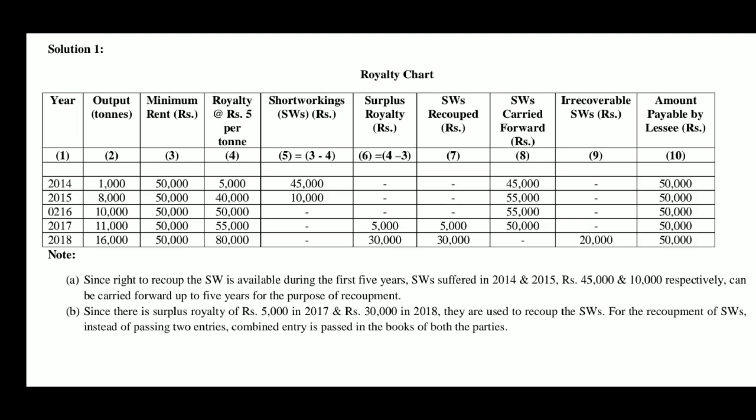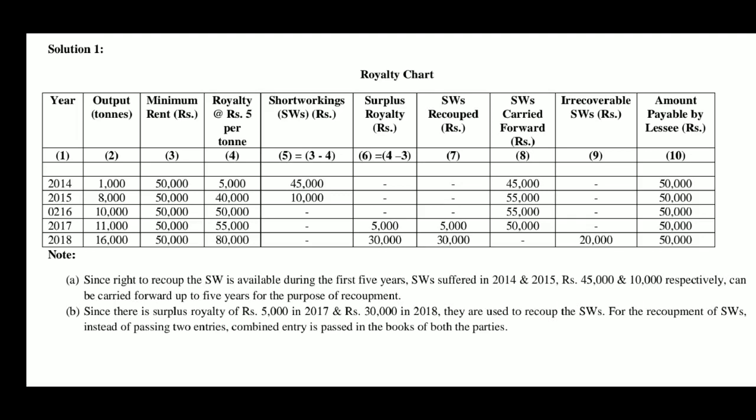But in the last 2 years, 2017 and 18, royalty is more. In 2017, 55,000 rupees is the royalty, minimum rent is 50,000. So, there is surplus royalty of 5,000 rupees. In the last year, 80,000 is royalty, minimum rent is 50,000, 30,000 is surplus royalty.